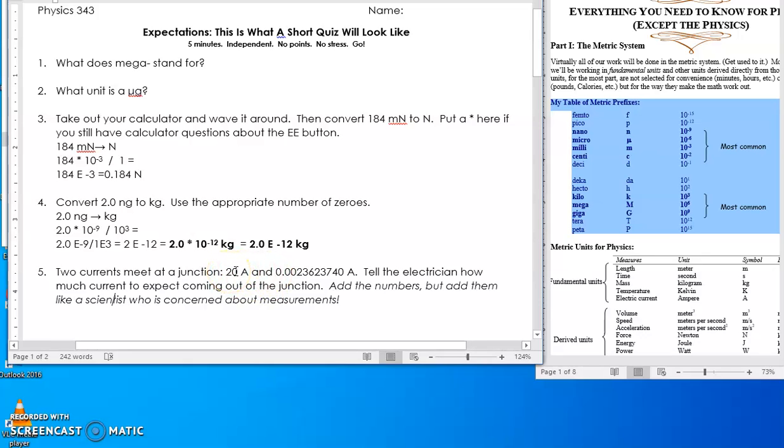Add these numbers together, you will get 20.00236233740, and no one will care about these because this was a gross approximation. Your last step will be to round, and when you round, you're going to get about 20 amps.